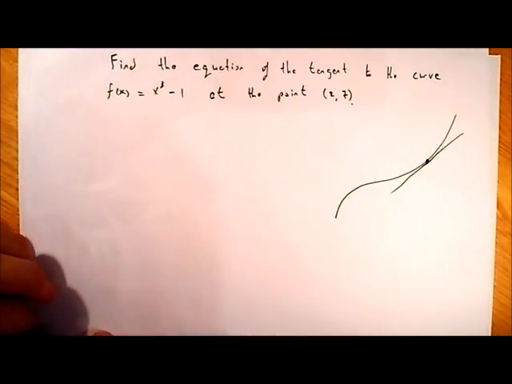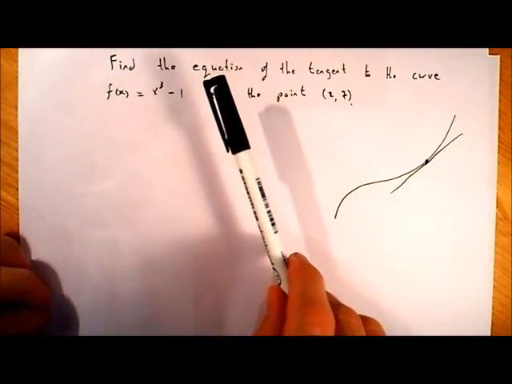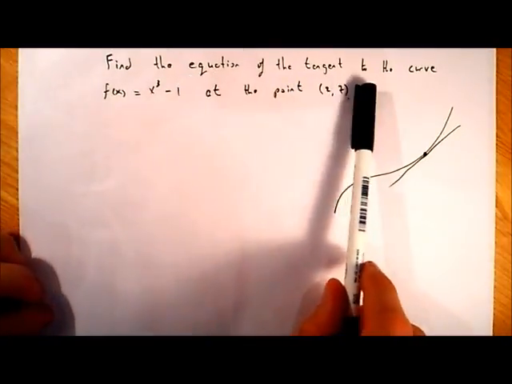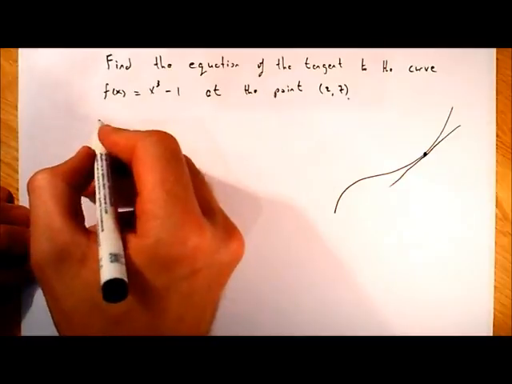A tangent is a straight line. So really what that's saying is find the equation of a straight line at the point 2, 7, which happens to be a tangent. Find the equation of that line. Okay, so let's first of all write down the equation of a line.